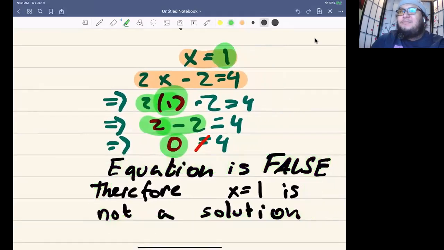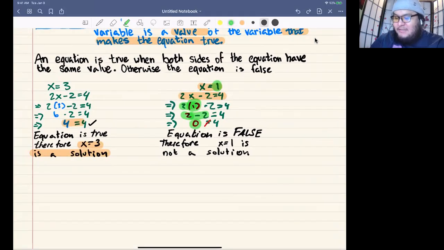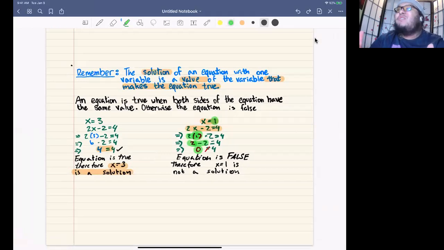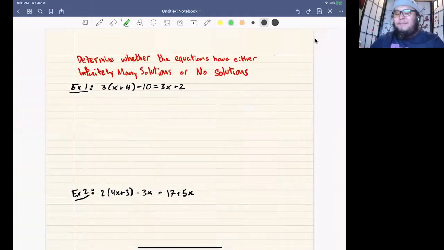You're like, Sanchez, you're going over all this stuff. We already know what a solution is. You said we're talking about infinitely many and no solutions. When are we going to get to that? Well, I'm glad you asked, because I'm just going to show you 2 examples, and they're very similar to each other. Once you see what we're doing, you're going to understand that that's going to be the case for all equations of that type.